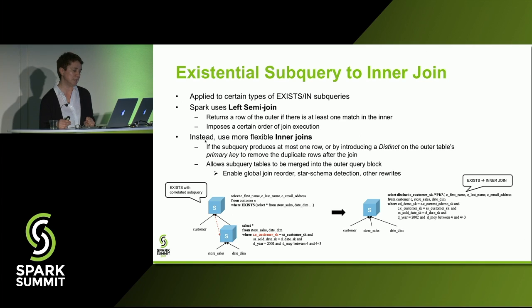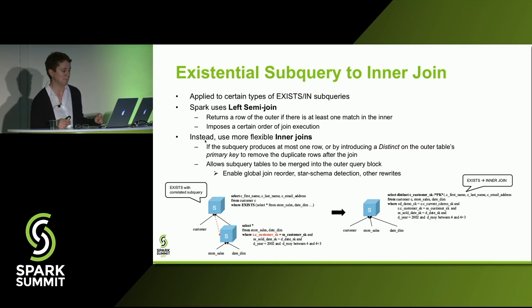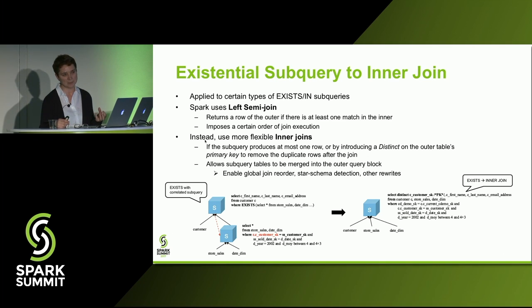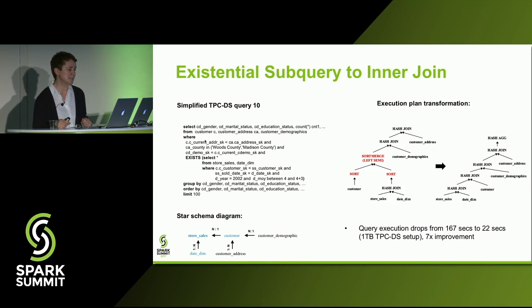Converting a subquery to an inner join is possible if the subquery returns at most one row, or by introducing a distinct on the outer row's key to remove the duplicates in the outer query after the join transformation, and thus enforcing the subquery semantics. As a key for the outer, we can use the primary key on the customer table, now available with informational constraints. Another thing, on the picture on the right, we observe that an inner join would also allow the tables in the subquery to be merged into the outer query block. And this in turn would allow other rules to trigger, like global join reordering, star schema, and so on. This slide shows the transformation from subquery to an inner join for a simplified TPC-DS query 10.